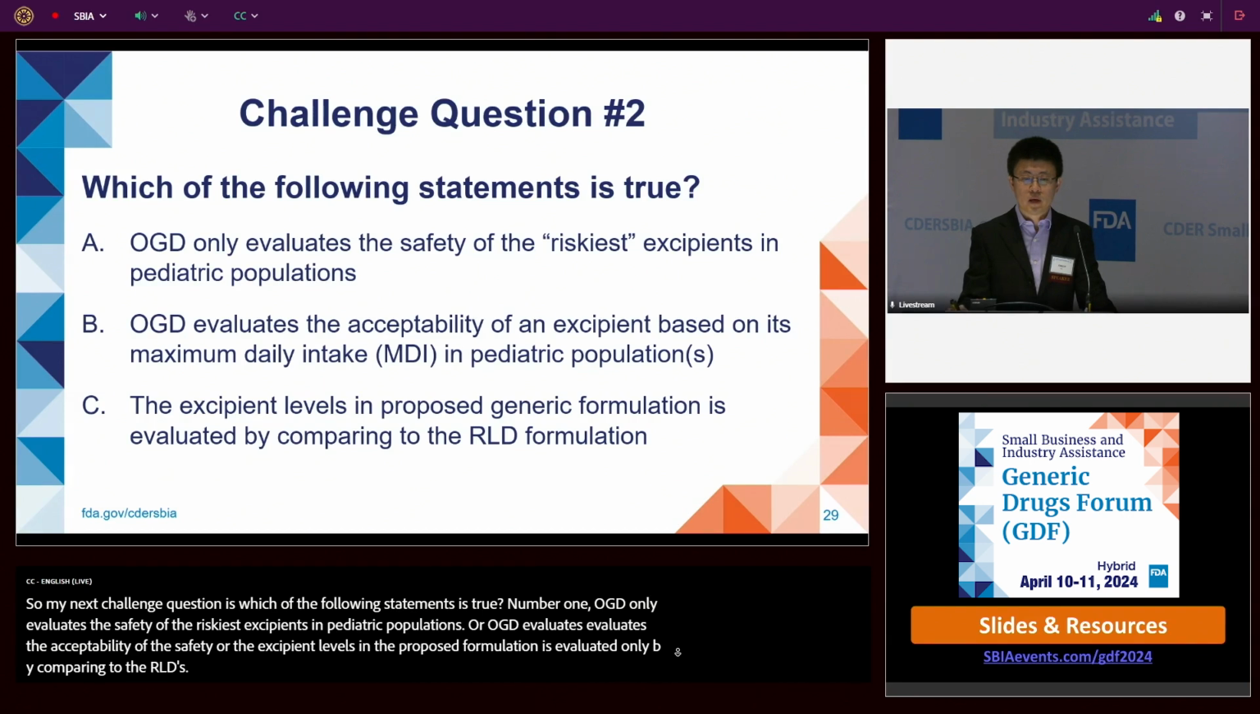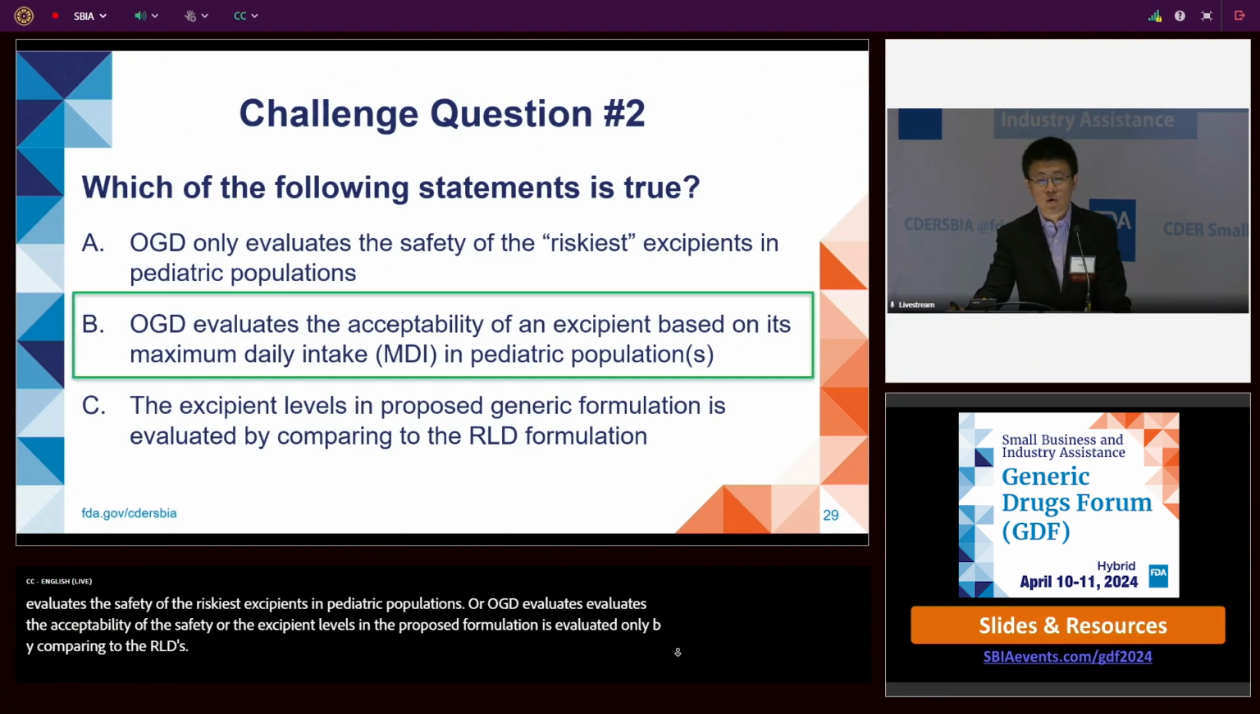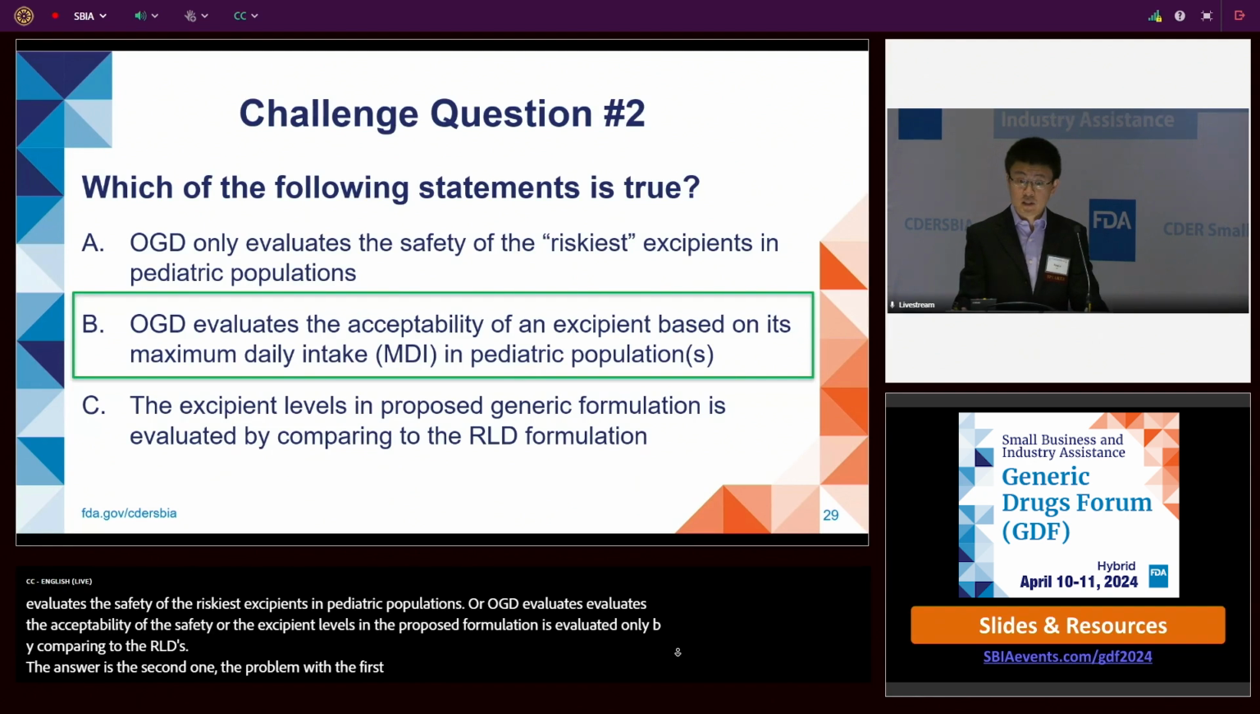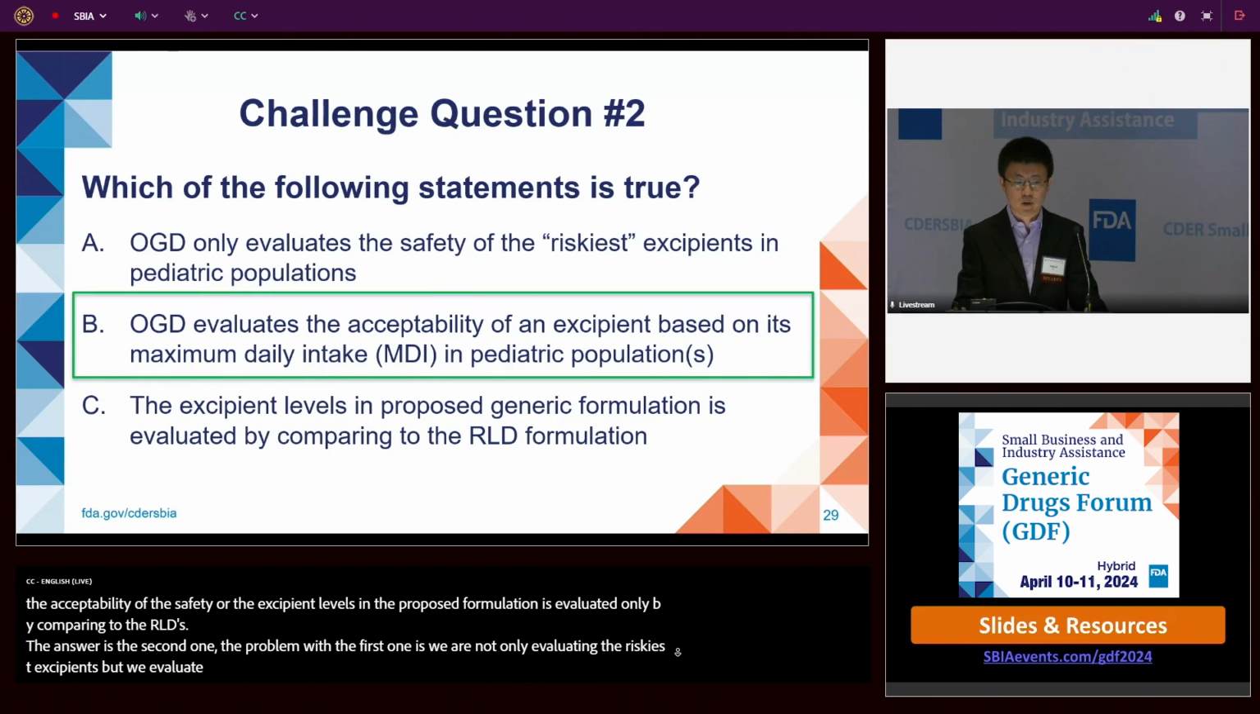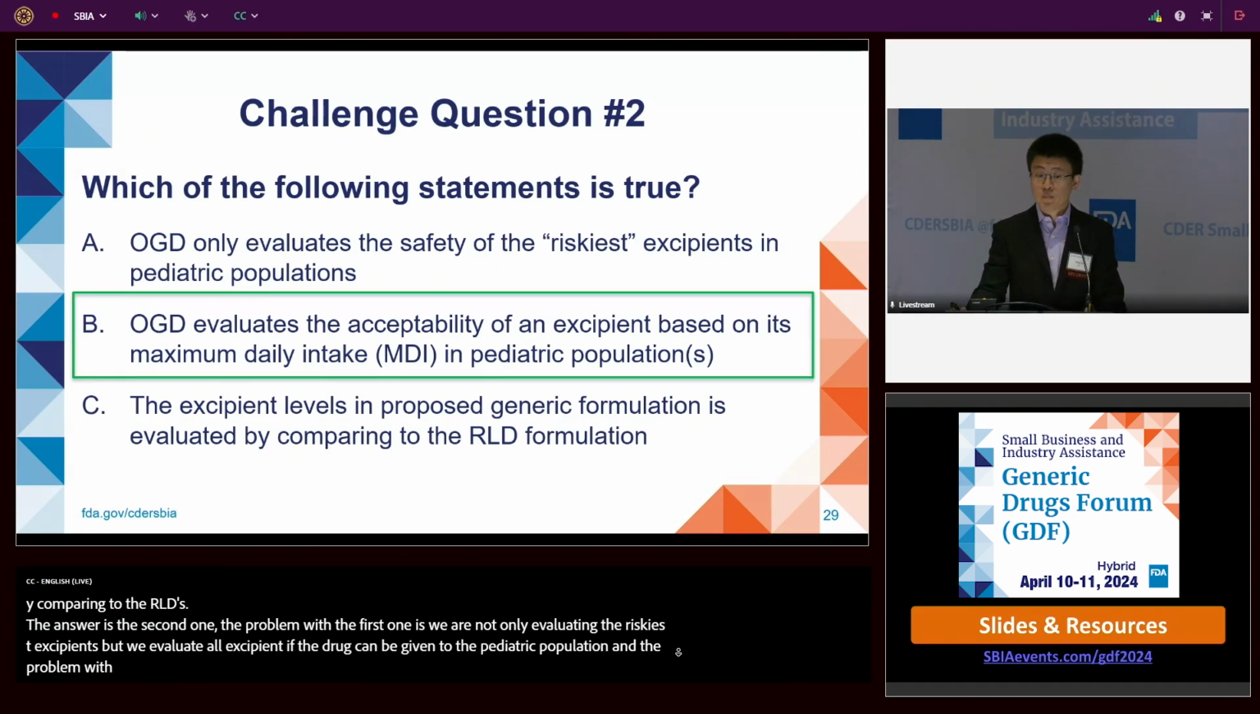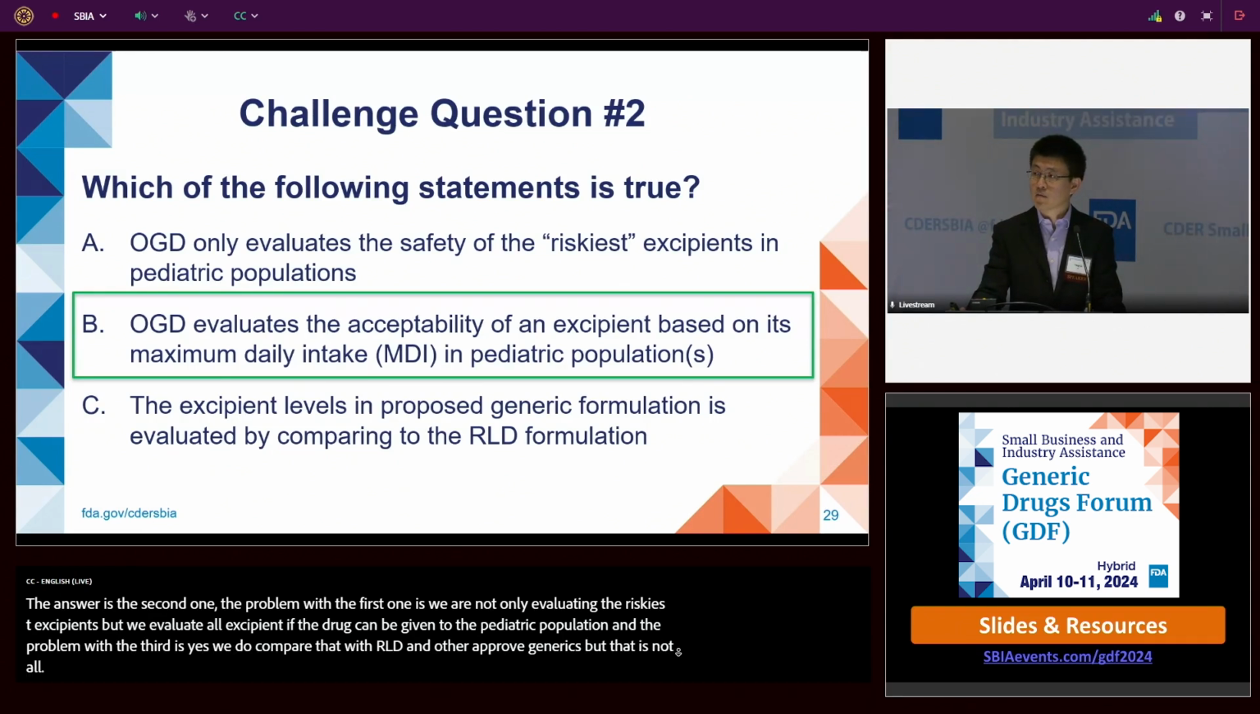And the answer will be the second one. The problem with the first one is we're not only evaluating the riskiest excipient, we actually evaluate all excipients if the drug can be given to the pediatric population. And the problem with the third is, yes, we do compare with the RLD and other approved generics, but that's not all. If these drugs cannot cover our test formulation, we do take extra steps.